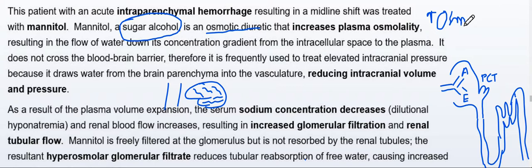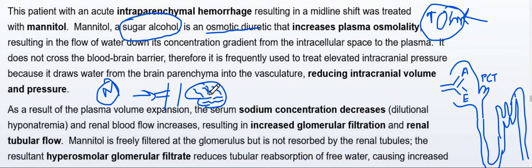The second concept is that when a fluid is moving through a membrane, it always moves toward the high osmolality area. This is the basic concept. So what does mannitol do? Here, as you can see, this is the blood vessel in which we are going to add mannitol or any osmotic diuretic.